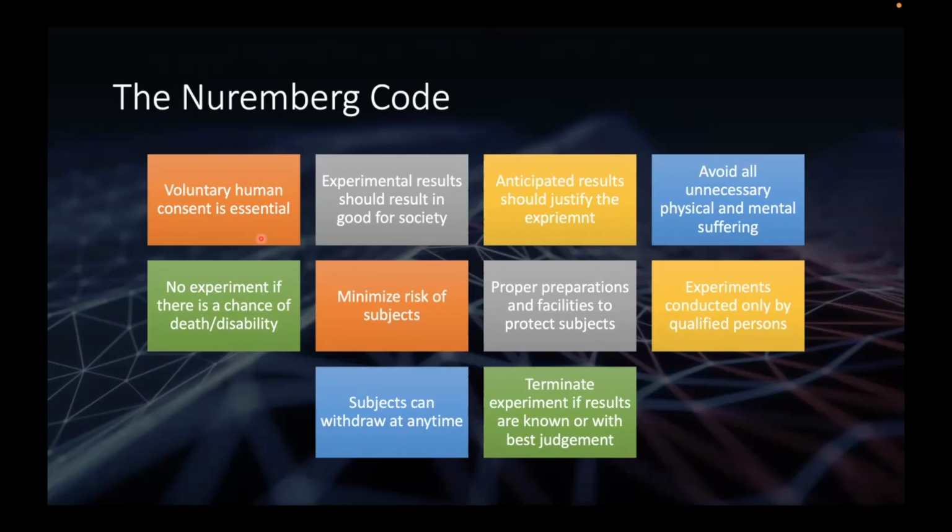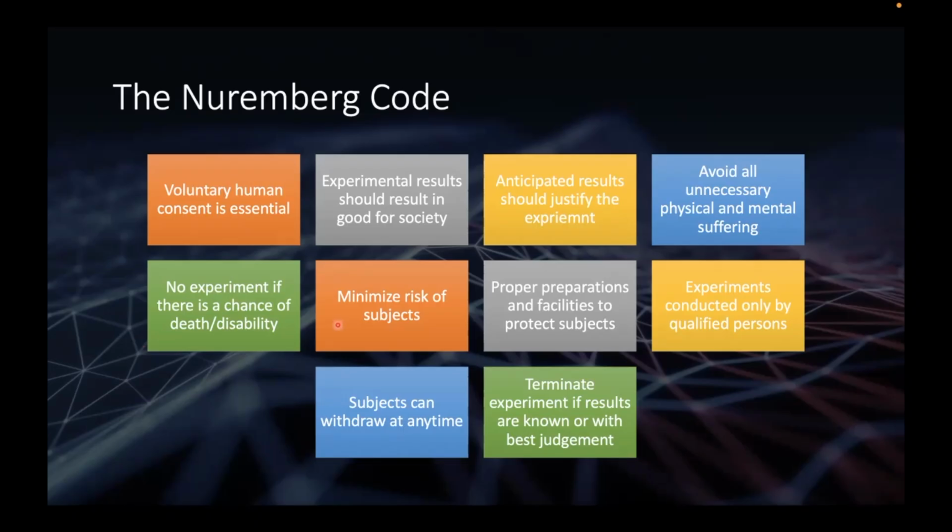Next, experimental results should result for the good for society. Anticipated results should justify the experiment. Avoid all unnecessary physical as well as mental suffering of the participants. There should be no experiment that is conducted which has the chance of death or disability.